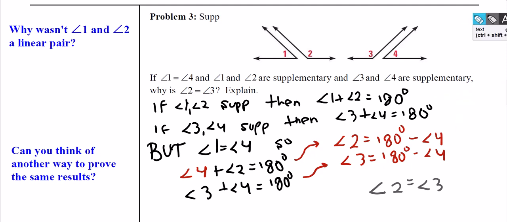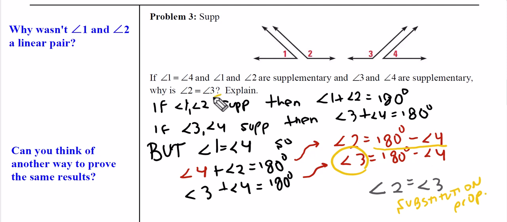Now what's great at this point is that they're equal to each other. So we could substitute. So for example, instead of putting 180 degrees minus angle 4, I could put angle 3, and that's what we did right here at the end. And we know we're done with this proof because we arrived at what we were trying to prove.